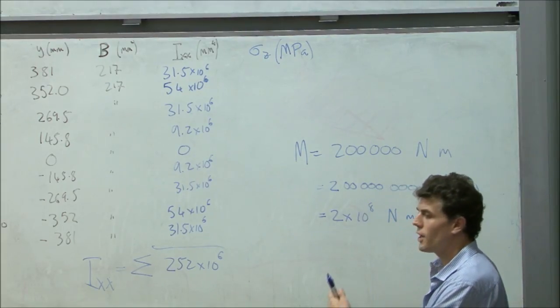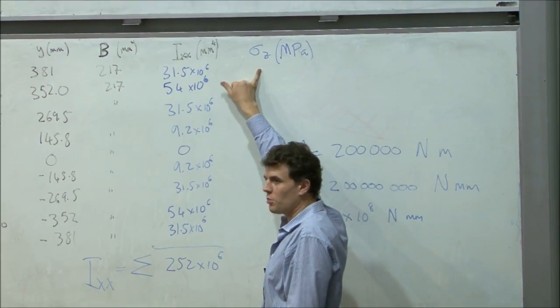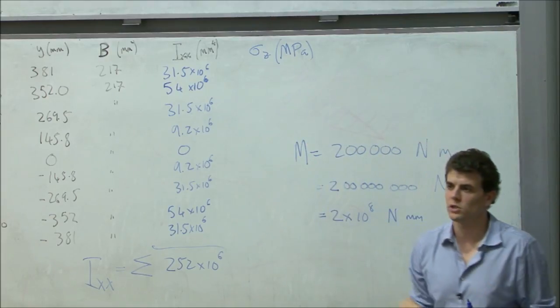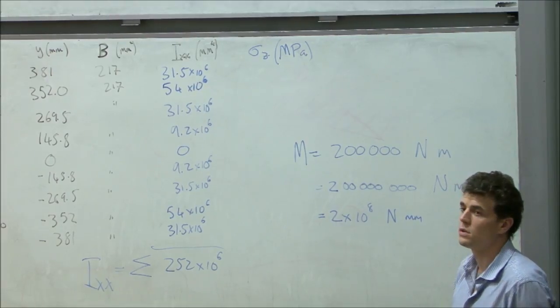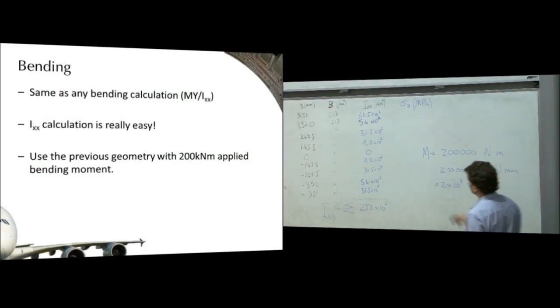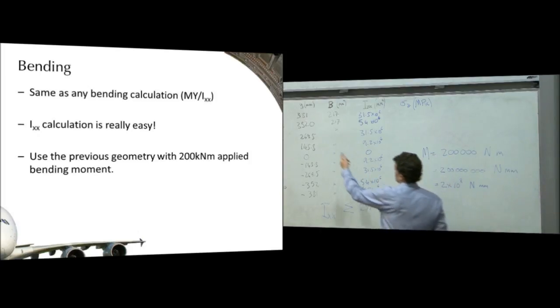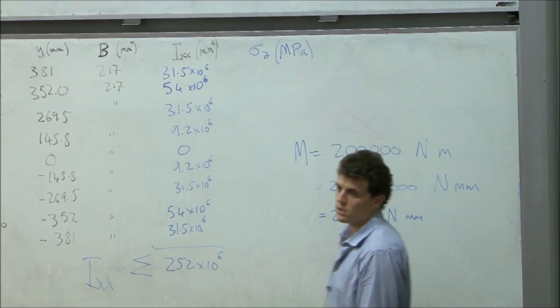Now, positive moment is going to give us a positive stress at the top and a negative stress at the bottom, which means we've got tension at the top and compression at the bottom. So we can go through and calculate each of the stresses. We'll just do a couple. So the top one, 2 by 10 to the 8 times 381 divided by 252 by 10 to the 6.